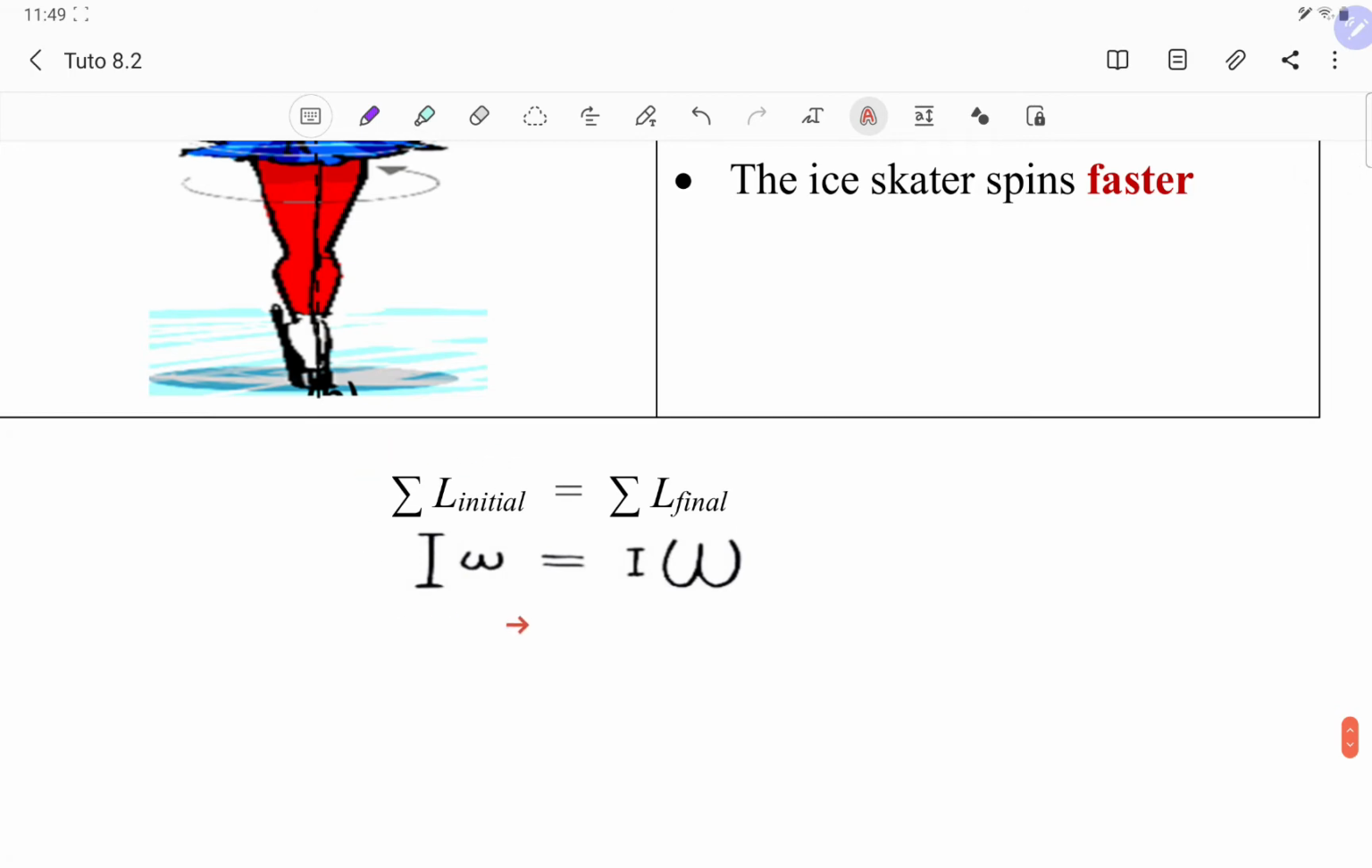Okay, so remember this relationship. When I increases, omega decreases. When I decreases, omega increases. Just to make sure that the equation is balanced.